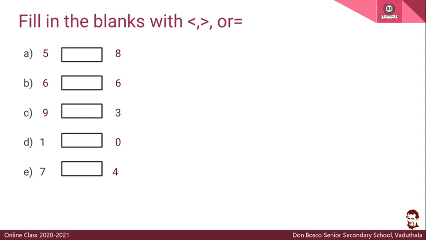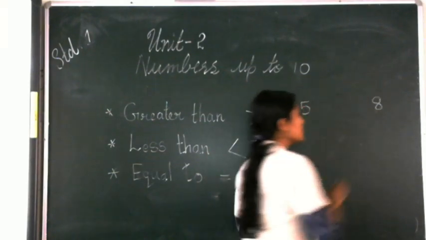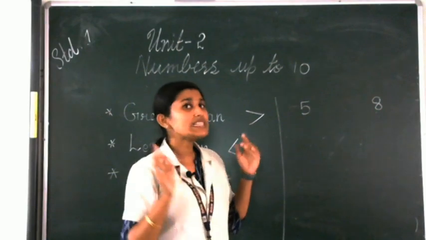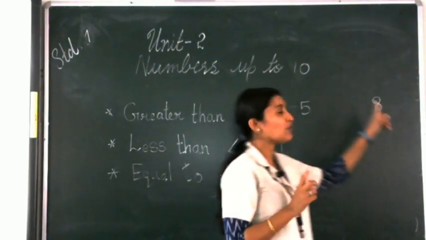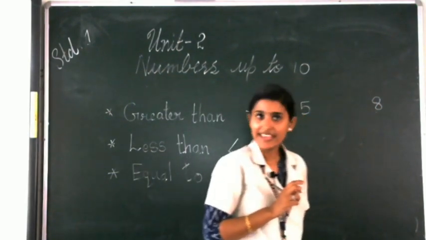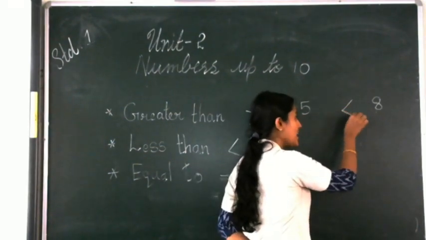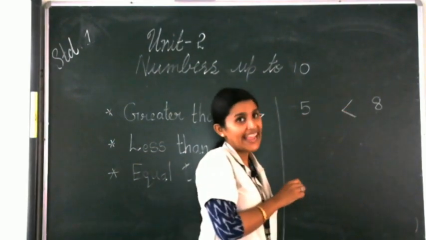So instead of pictures, here we are giving some numbers. What is the first question here? 5 and 8. So I told you now crocodiles want to eat much. So which is the biggest number, 5 or 8? Yes, very good. It is 8. So the crocodile wants to eat 8.